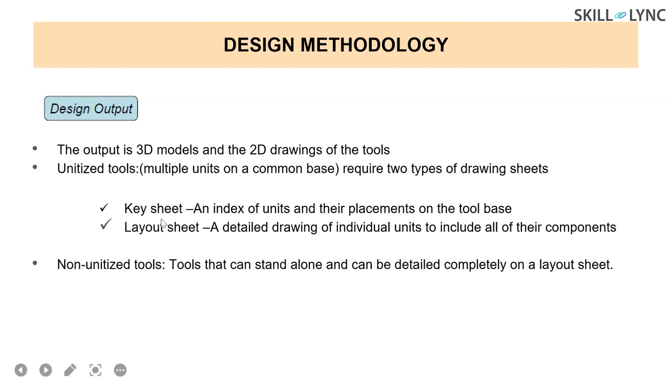In a unitized tool, we have two main parameters. One is the key plan. The key plan gives you an idea about what the different units available are and where each is located. The other is the layout sheet. The layout sheet gives a detailed description of the different components available, the individual subunits, and the function of each. It gives detailed 2D drawings of individual components, individual subassemblies, and all the requirements.